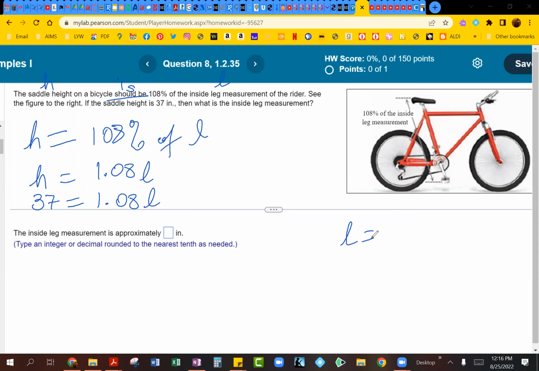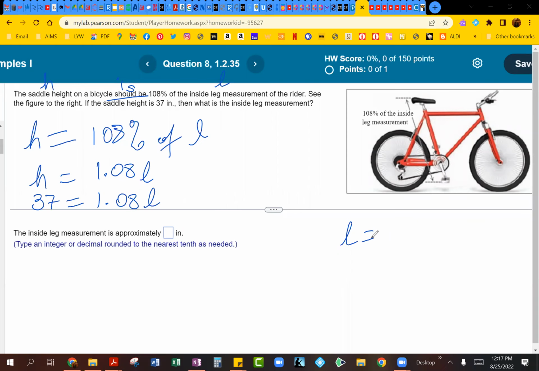Oh, bless you. Thank you. Anybody have an answer for inside leg measurement? Yeah, 0.3. Anybody get a different answer from 34.3?